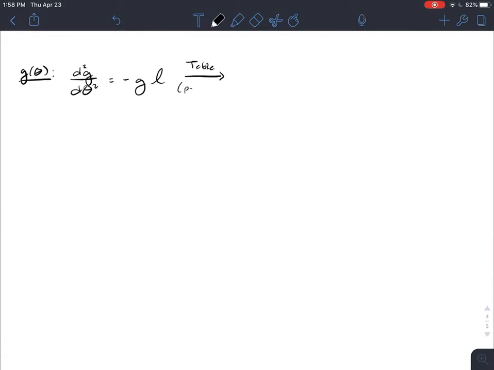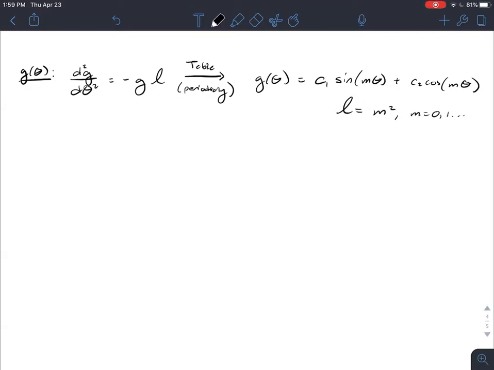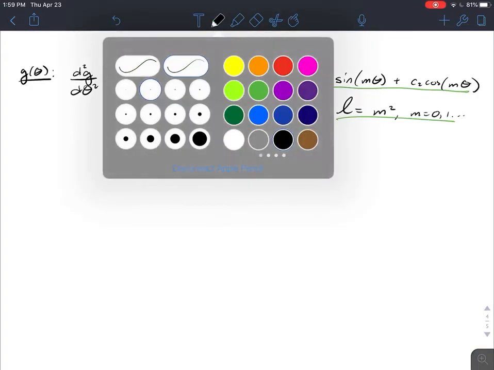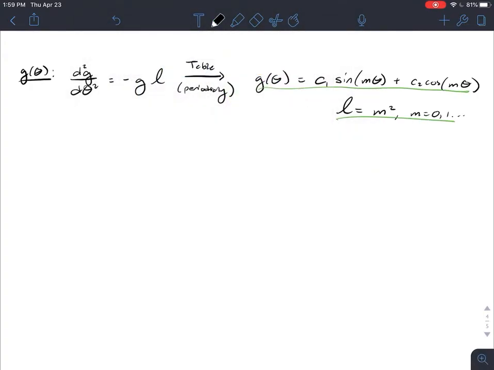So this is just periodicity. And therefore, g of theta is simply equal to c1 sine m theta plus c2 cosine m theta, where L is equal to m squared. M starts from 0, 1, to infinity. All right, so let's underline this in green because this will be important down the road. Great, so now we've solved for g of theta.